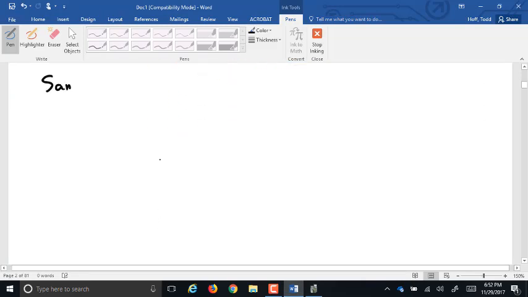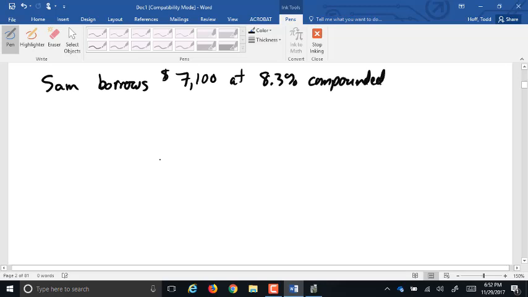So now let's take a look at this one. Sam borrows $7,100 at 8.3% compounded quarterly for 9 months. Find the effective rate.